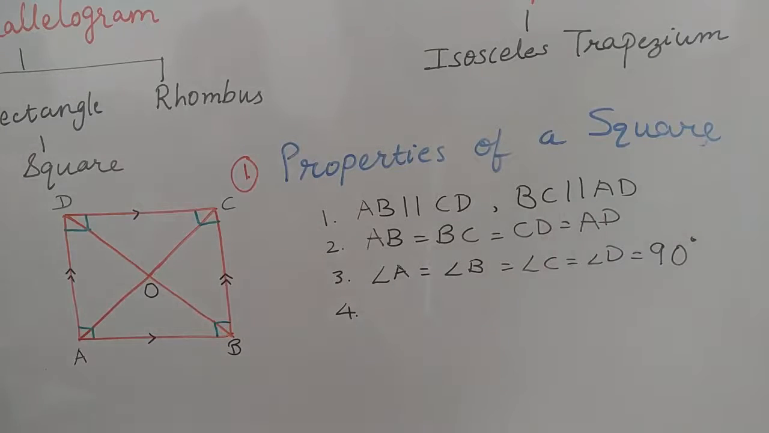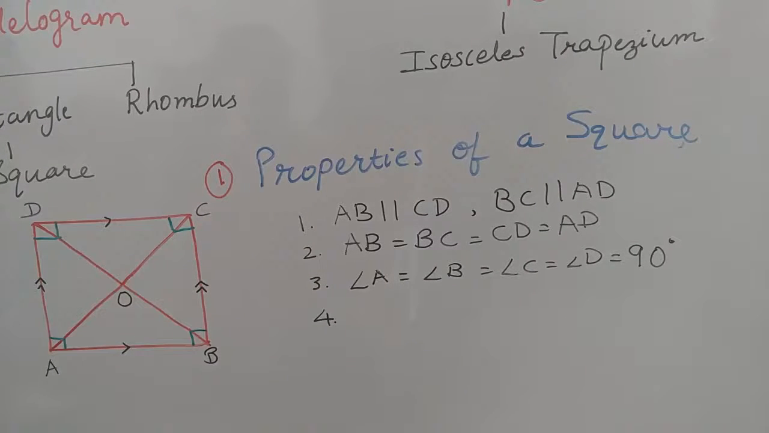The third point is all the four angles A, B, C, D are of 90 degrees and they all are equal in measure. So the third point is very clear now. The fourth point is about diagonals. So here in a square, diagonals are equal in measure and they cut each other at right angles. It means here it will be 90 degrees and I can write AC is equal to BD.